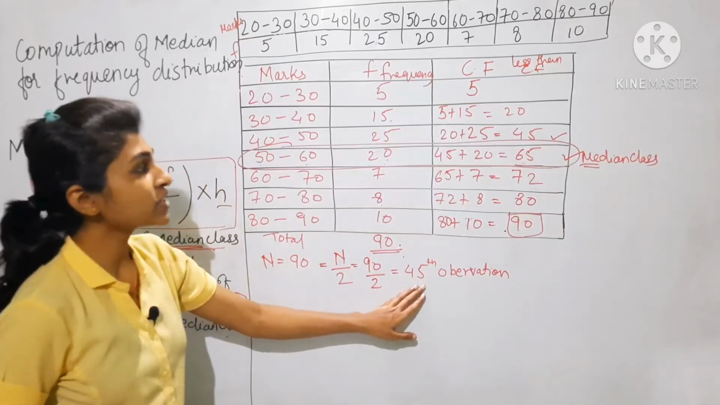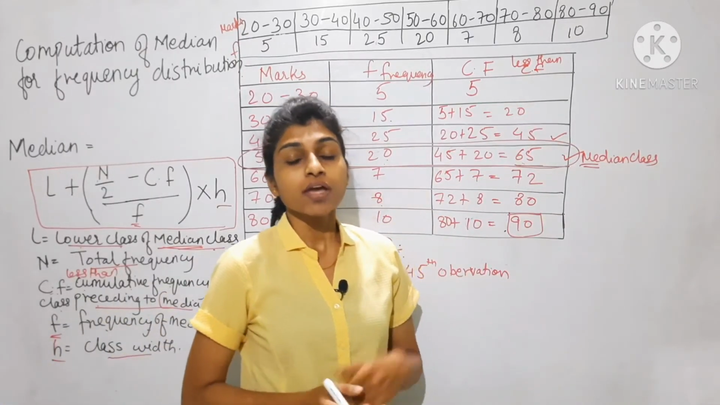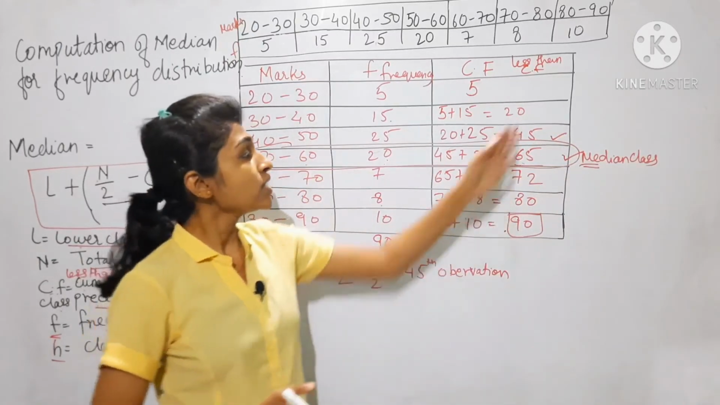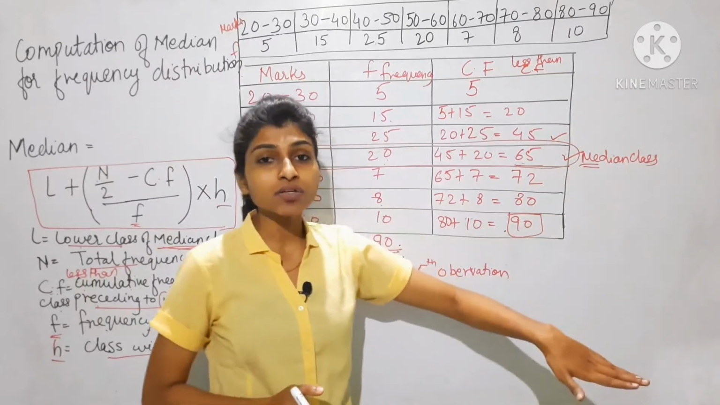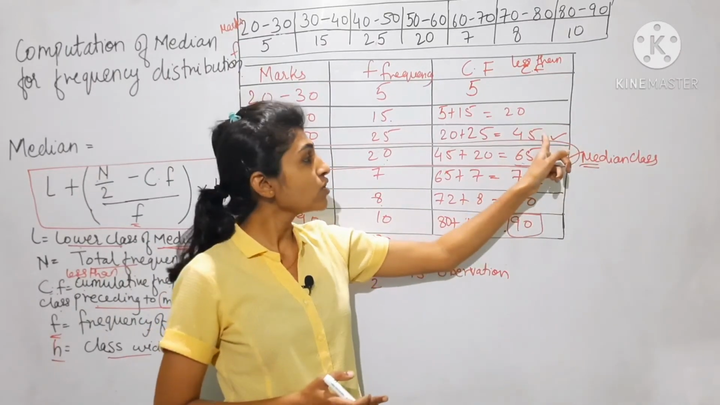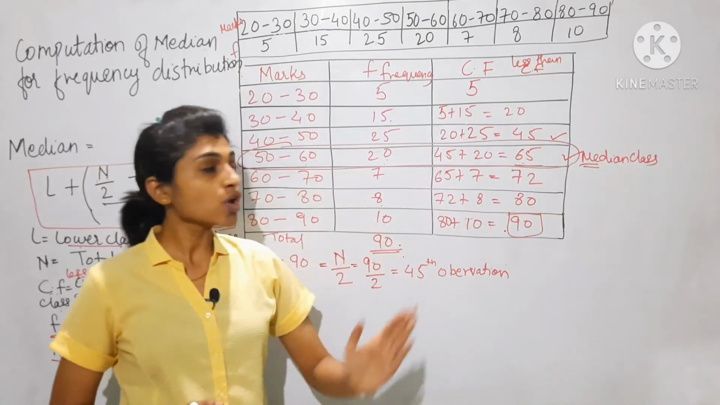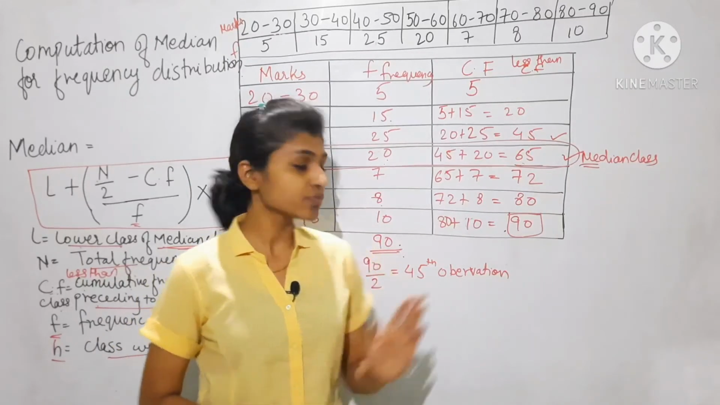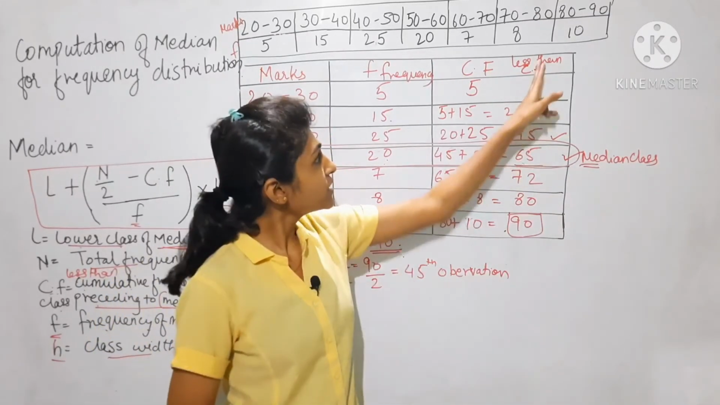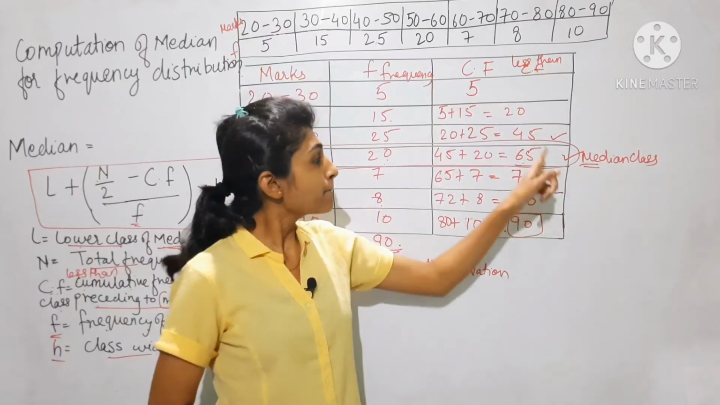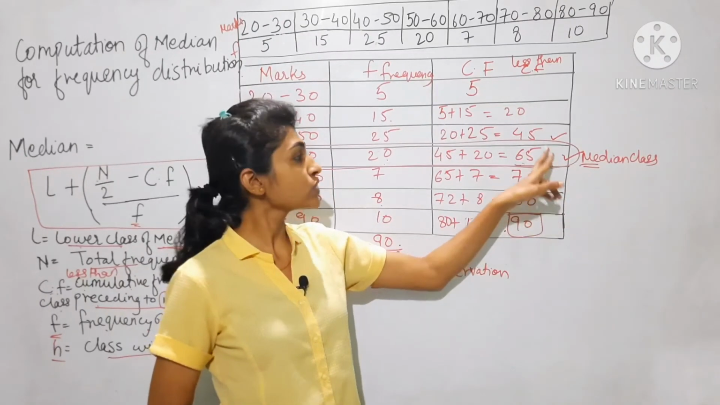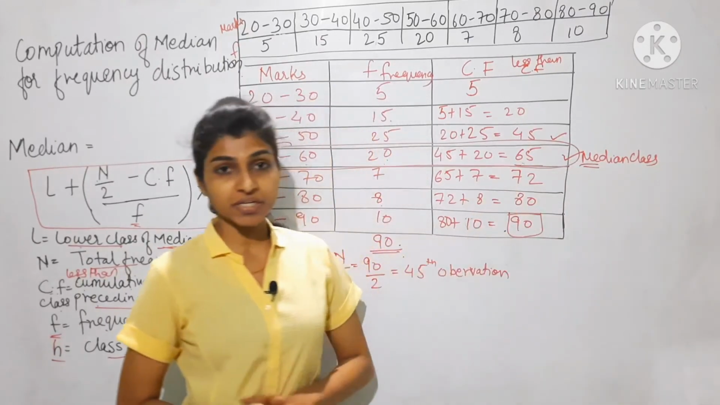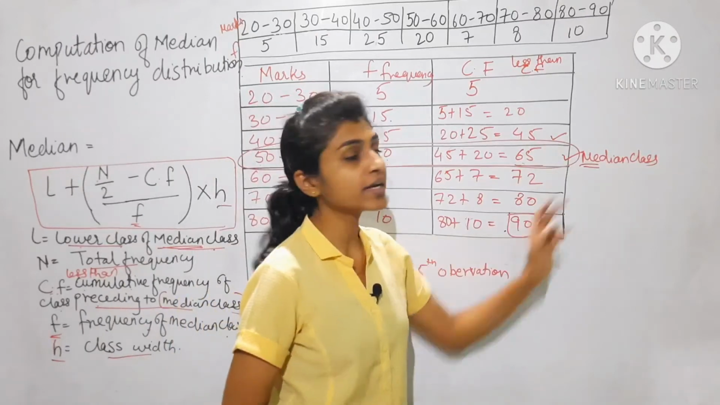Suppose the observation I have got is 20. Which will be my median class? The class which is greater than 20. So which class is greater than 20? 45. If suppose I get the observation 60, you don't know where 60 is, but 65 is there. So the class which is greater than 60 will be the median class. Like that you have to find the median class.